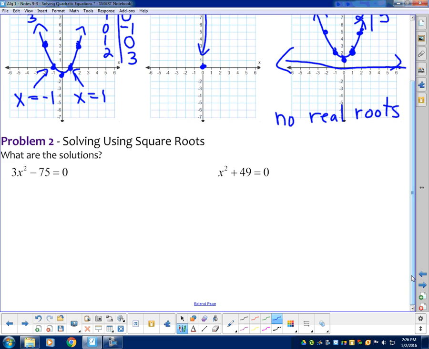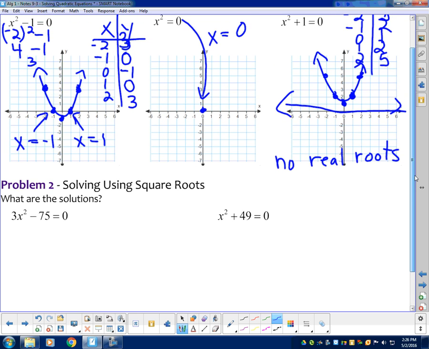All right, I'm going to show you one more thing here. Besides graphing, we have another choice, and I demonstrated this on the first page. We can find solutions by simply solving the equation, not graphing it. We wouldn't want to graph this one here, the 3x squared minus 75. Really don't want to bother with graphing that, but if I add 75 to each side, so add 75, we've got 3x squared equals 75, that's the first step.